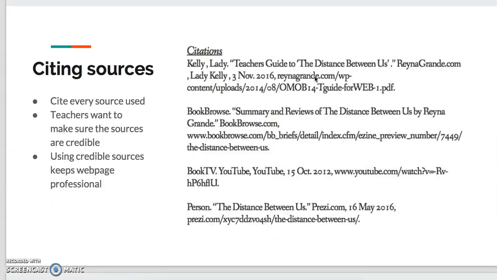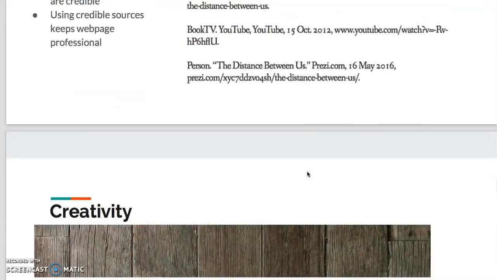Slide 7 is citing sources. So you want to cite every source that you use because you want your webpage to be credible. If you don't cite your sources, students will wonder where you got those sources, and I didn't want to risk my page not looking professional. So here I have all the sources that I used, and they're all credible sources.